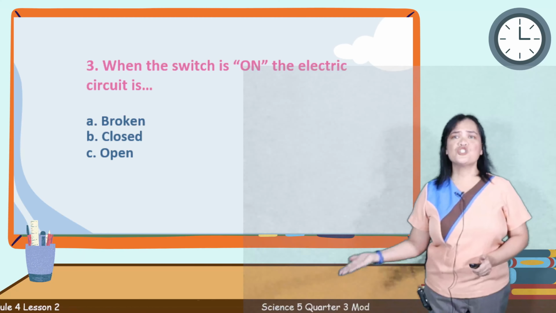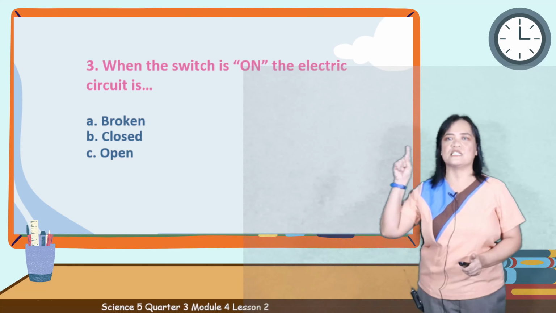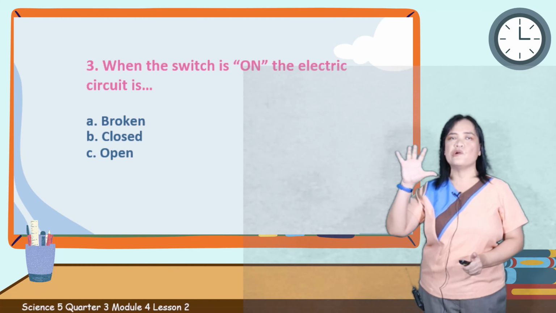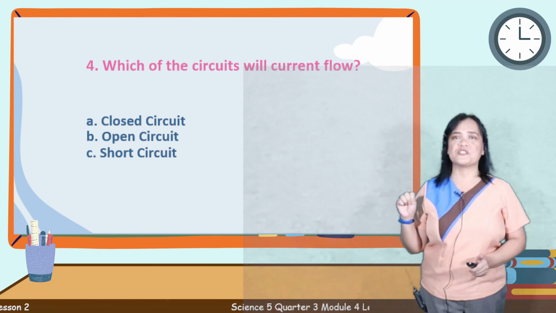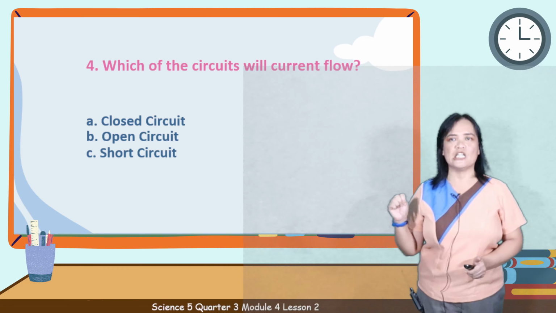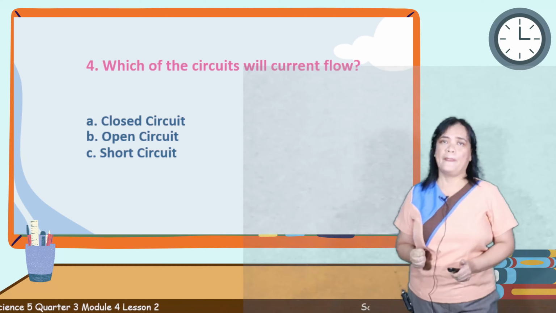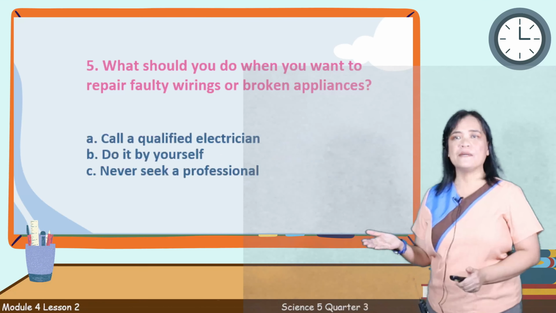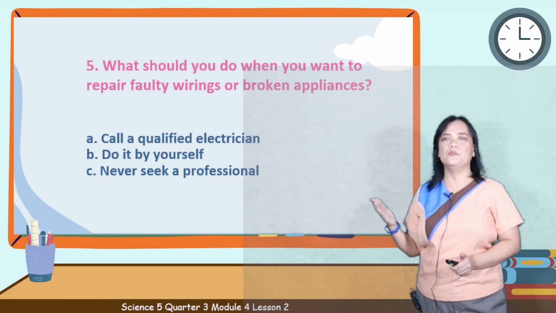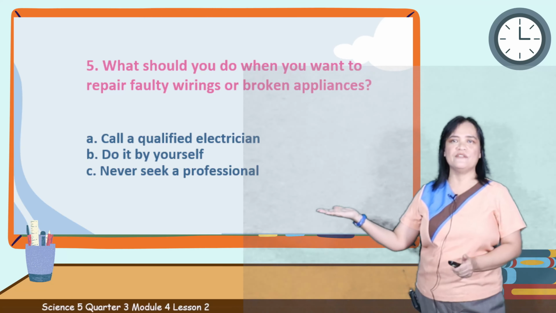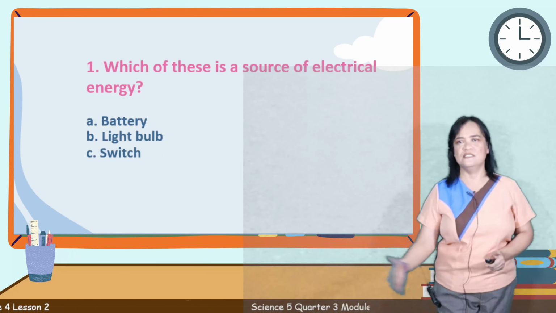Number 3. When the switch is on, the electric circuit is A. Broken, closed, or open? And number 4. Which of the circuits will current flow? A. Closed, B. Open, C. Short circuit. And number 5. What should you do when you want to repair faulty wirings or broken appliances? Call a qualified electrician, do it by yourself, or never seek a professional. So what is the answer?